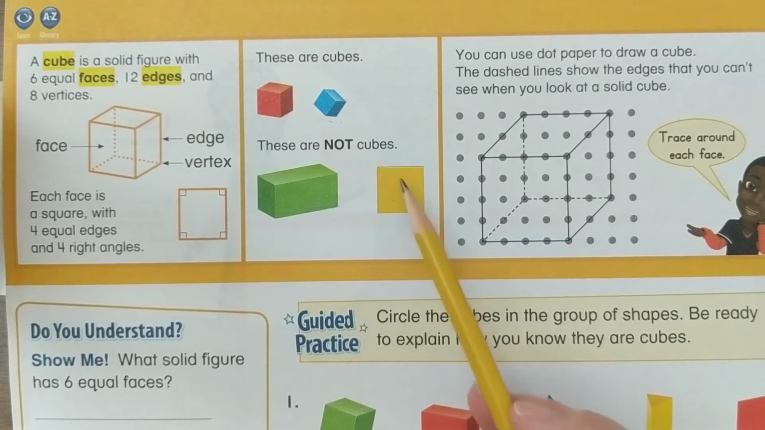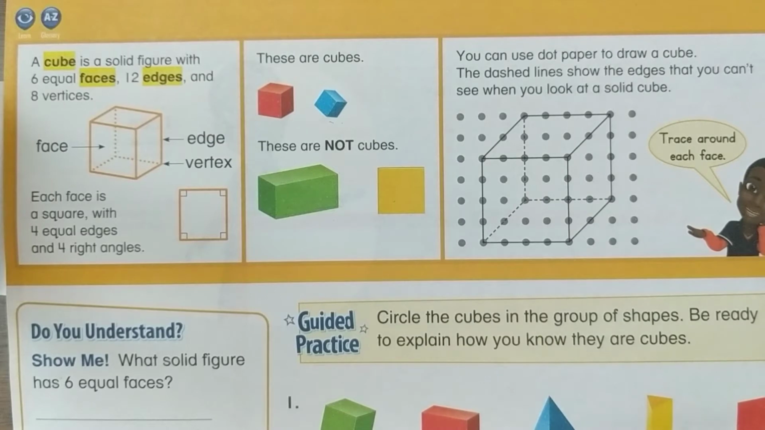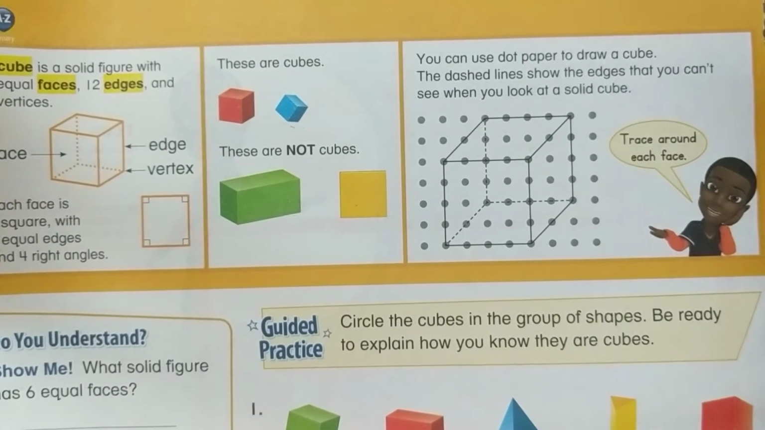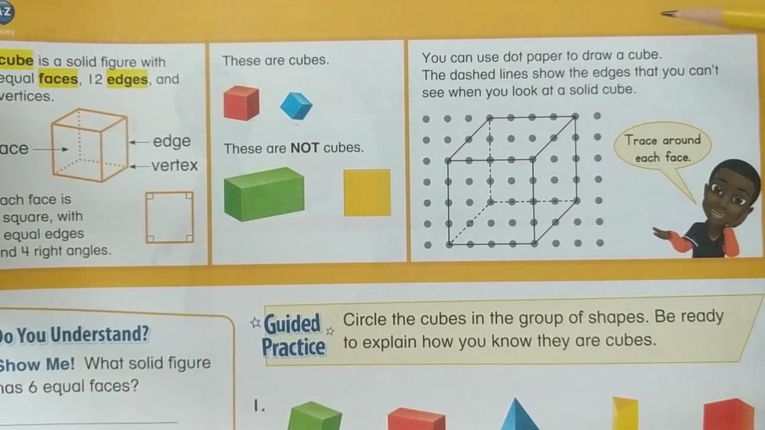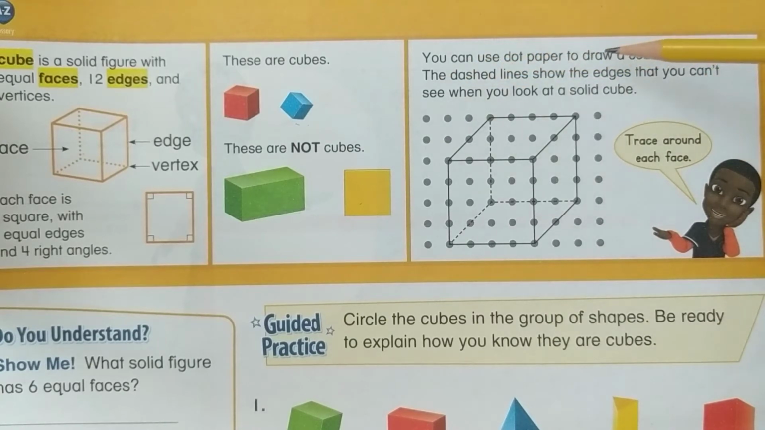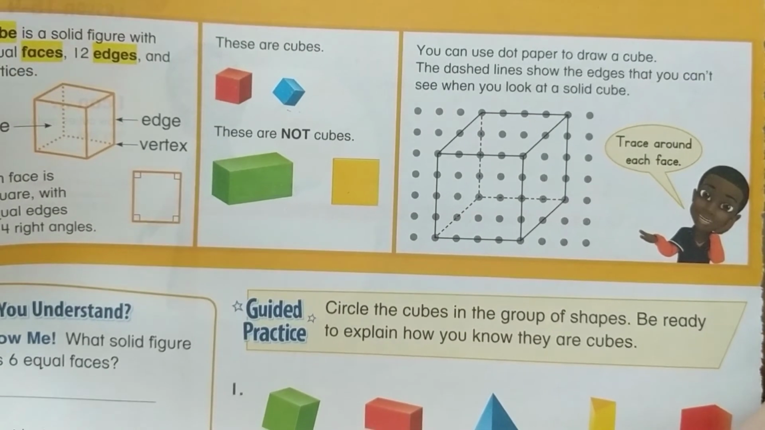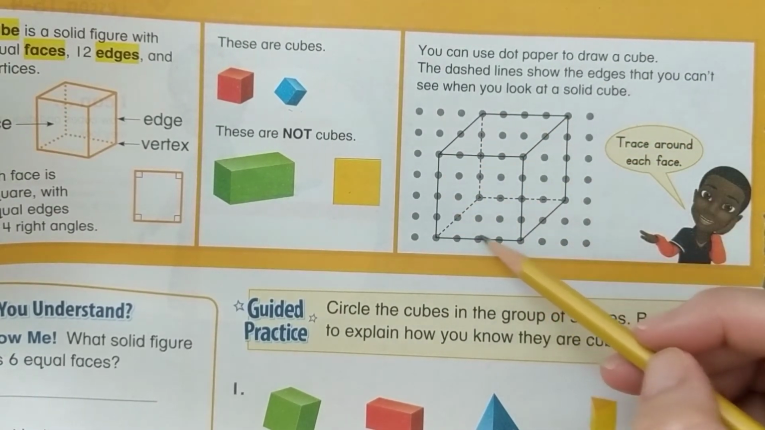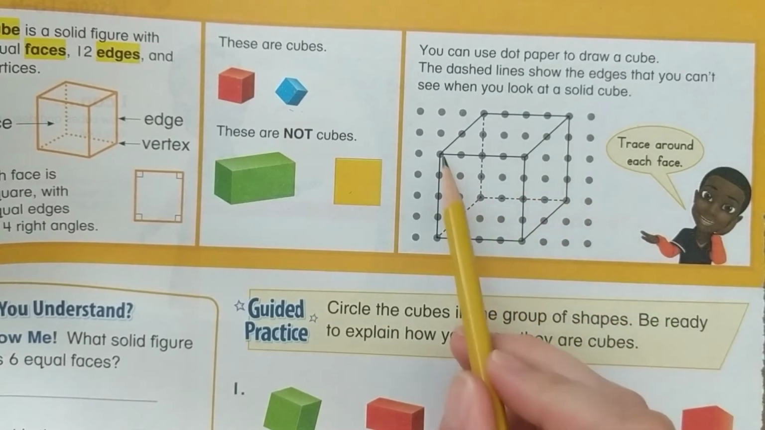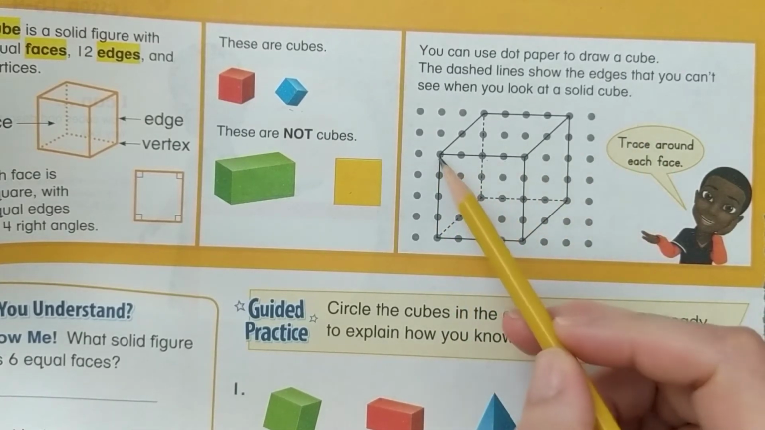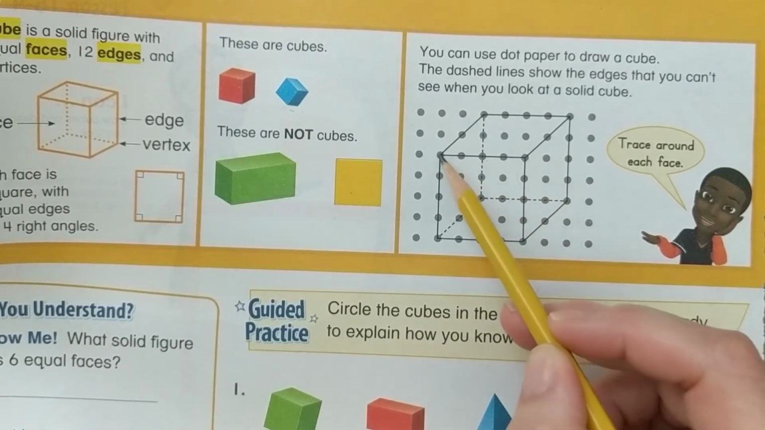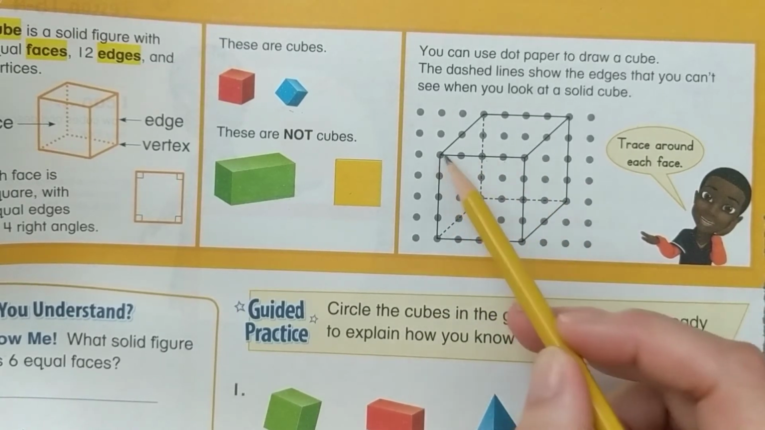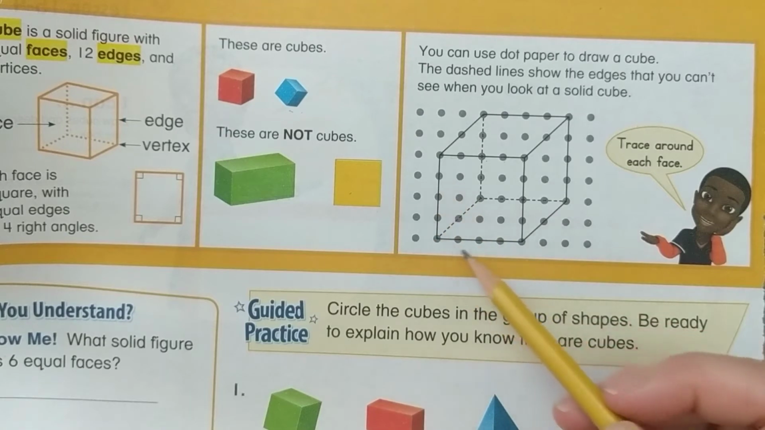This is a quadrilateral or a square. It's a polygon. It is flat. You can use dot paper to help you draw a cube. The dashed lines show the edges that you can't see when you look at a solid cube. So the dots help us with our spacing. You draw a square and you count the dots so that it's the same number on each side, because we know a square has to have equal lengths on all the sides.